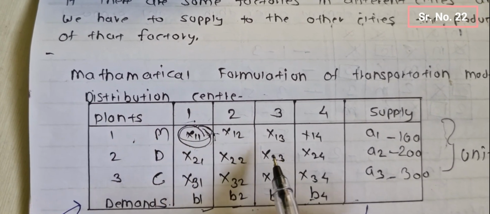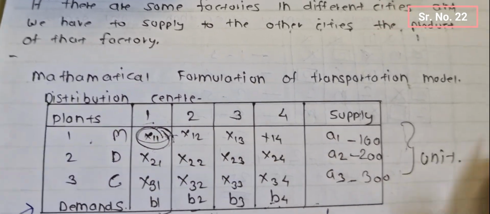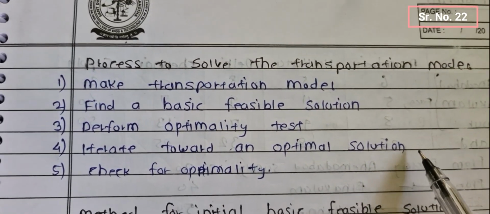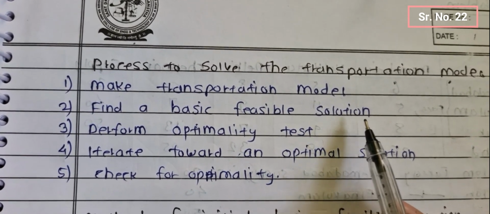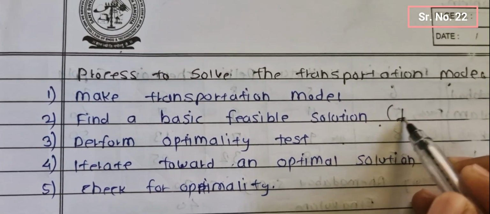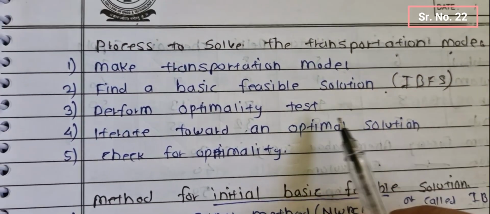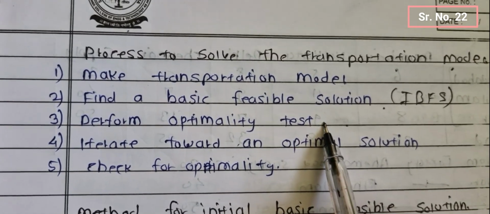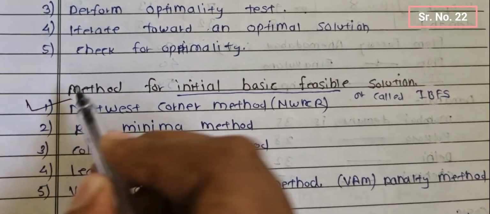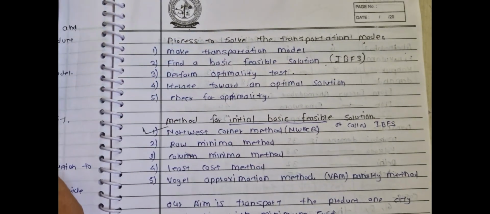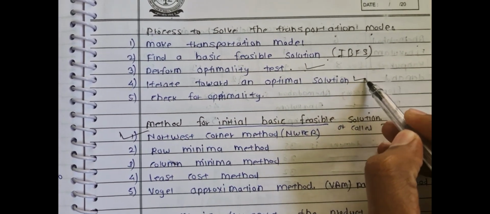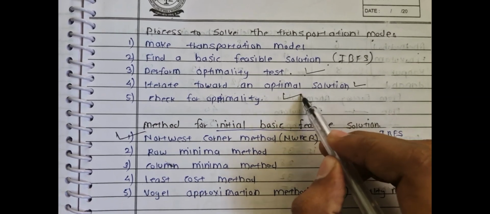So how to solve this transportation model? These are the steps. The first step is to make the transportation model. We have already made one sample transportation mathematical model. Then find the basic feasible solution, that is the IBFS. When you are finding the basic feasible solution, we have many methods, but in this lecture we are only focusing on the northwest corner method. Then another is to perform the optimal test, then iterate towards an optimal solution, and the last one is to check for optimality.